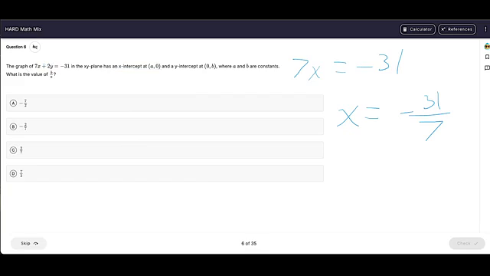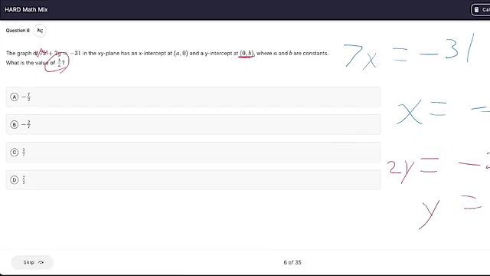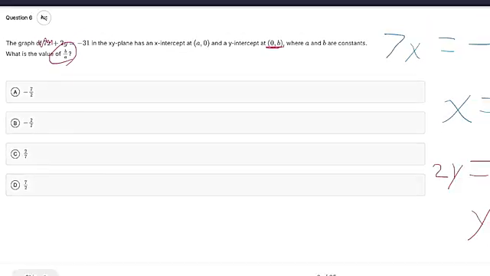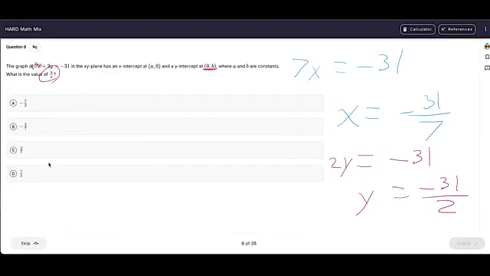For the other one, it's basically the same thing, but the y-intercept. So we could plug in 0 for x, and then 2y is going to equal negative 31. So then y equals negative 31 over 2. Now we just need the value of b over a, which would be negative 31 over 2 divided by negative 31 over 7. If we have two negatives being divided by each other, we can get rid of the negative sign, right? That'll become a positive. So I'm just going to turn them both positive.